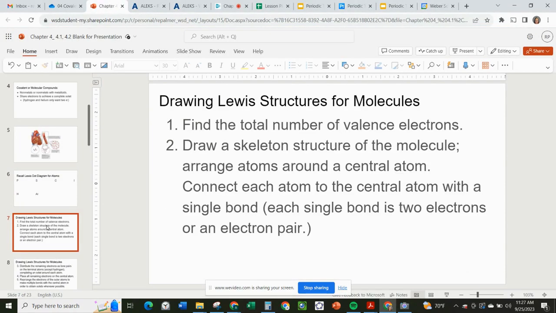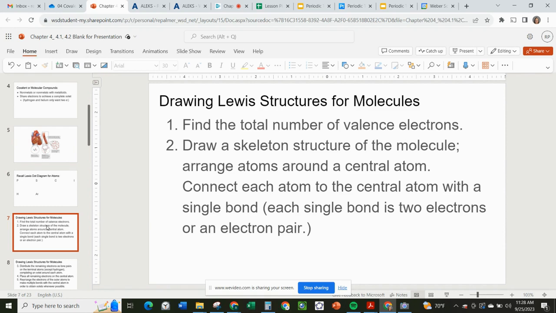All right, so then we have some rules for drawing Lewis structures for molecules. So we've drawn them for single atoms. Now we're going to look at drawing them for a molecule or a covalent compound. So what we need to do is figure out how many valence electrons there are in the total structure. Then we're going to draw a skeleton structure. We're going to pick a central atom. We have to decide which one's going to be the central atom. And then we're going to connect all of the atoms to the central atom.